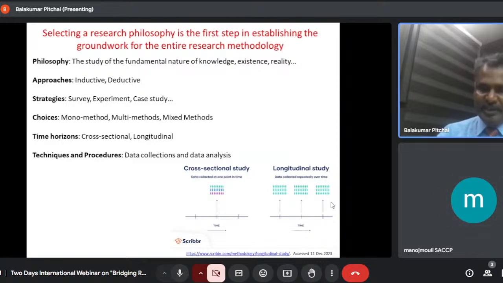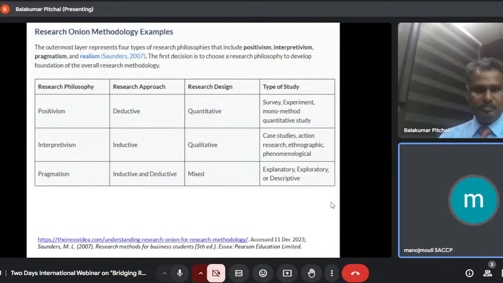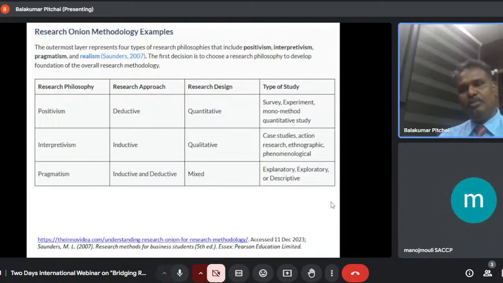So that makes the entire methodology section. So research philosophy, research approach, research design and type of study. I told you, positivism, that is deductive; interpretivism, that is inductive; and pragmatism, that is both inductive and deductive, mixed method. And your research design is quantitative or qualitative. Whether your study is a survey, experimental mono-method study, case study, or simply an exploratory study, descriptive study, you mention it.